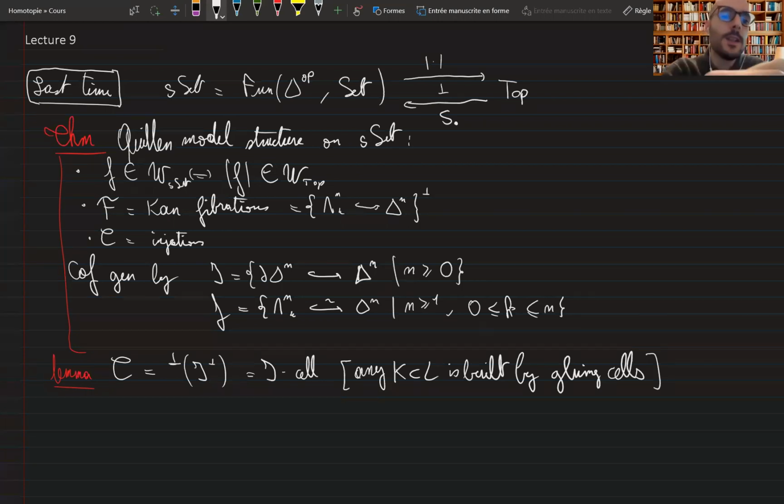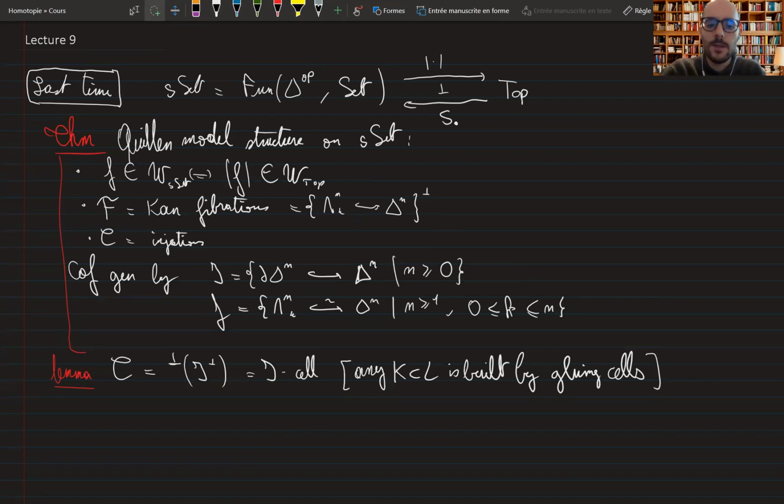So last time we briefly did some reminders on the category of simplicial sets, and in particular the adjunction that exists with topological spaces, given on the one hand by geometric realization, on the other hand by the singular set. And then we described the Quillen model structure on this category. The weak equivalences are maps which are sent to a weak equivalence under geometric realization. Fibrations are Kan fibrations, which have the right lifting property with respect to these inclusions. And finally, cofibrations were injections.